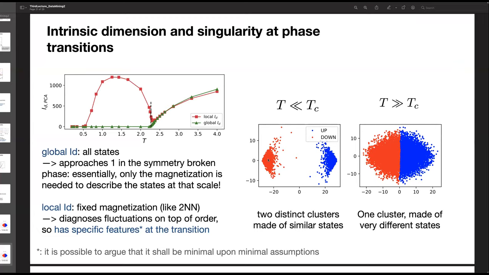In the low temperature phase, ID is not probing this dichotomic structure of the data, plus and minus, but it is actually probing the internal structure of each cluster. This doesn't have to be small, and actually in our case it's large because it's diagnosing fluctuations. That's the reason why this local ID is very large at high temperature, but it's also very large in the symmetry broken phase, and it features a minimum at the transition point. The fact that this is a true minimum follows with minimal assumptions.